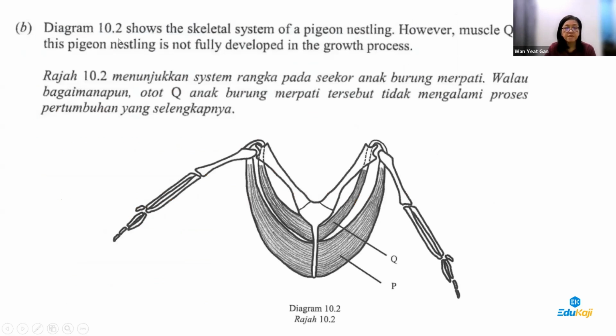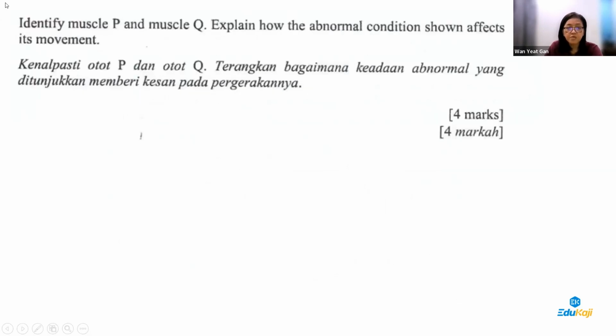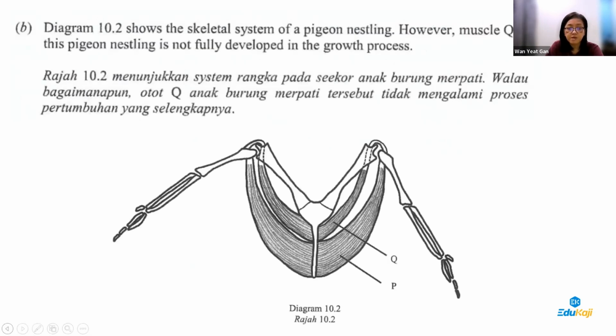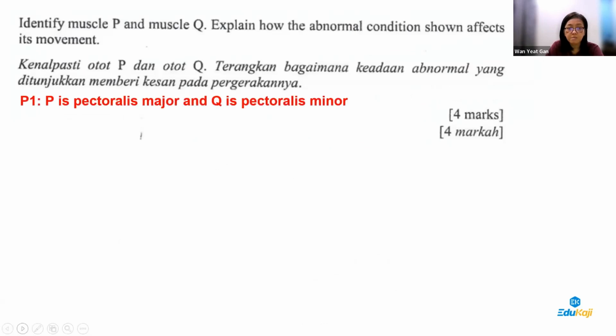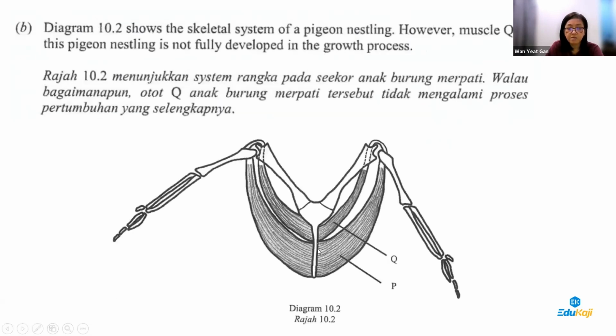Okay, next, diagram 10.2 shows the skeletal system of a pigeon nestling. However, muscle Q in the pigeon nestling is not fully developed in the growth process. So Q is inside, P is outside. Identify muscle P and Q and explain how the abnormal condition affects its movement. So P is pectoralis major and Q is pectoralis minor. Look at the outside here, it is major, and Q is minor.